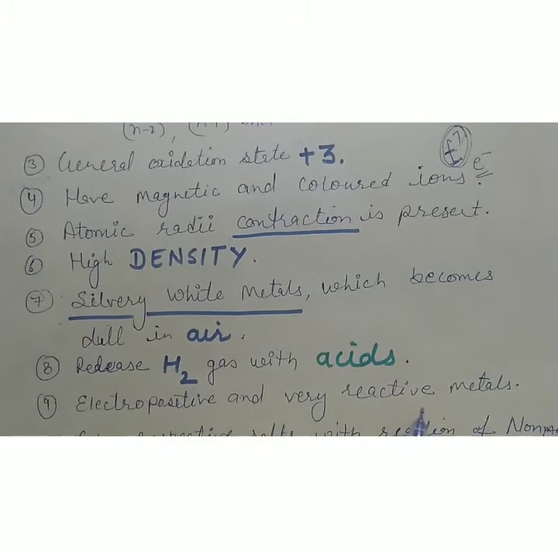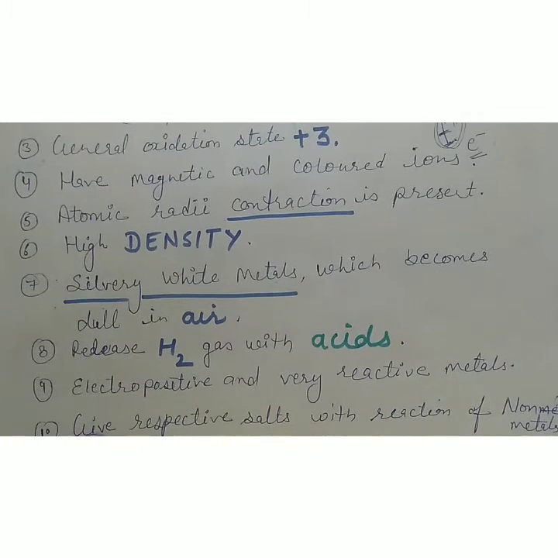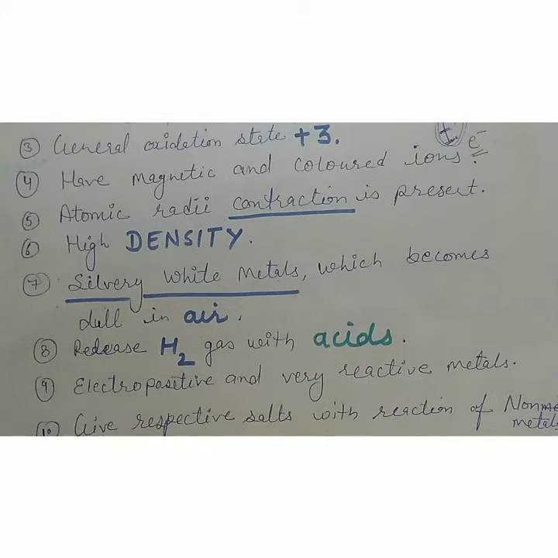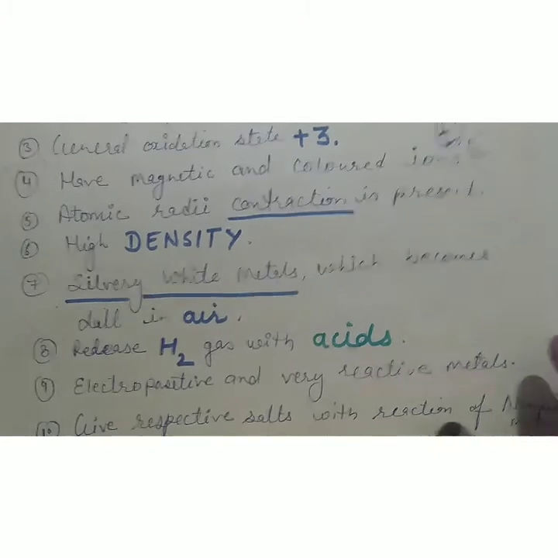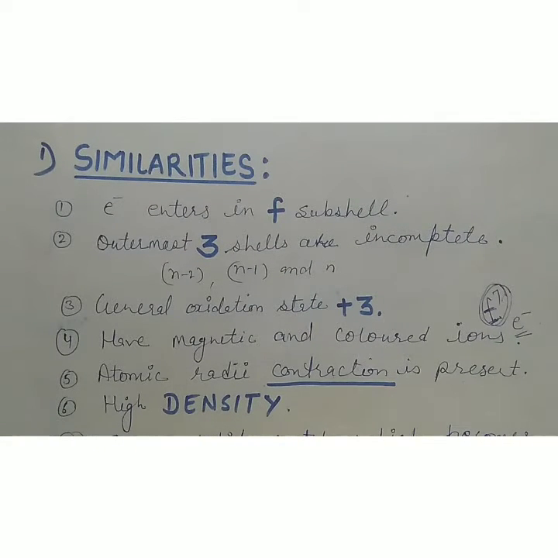They give respective compounds with non-metals: with carbon, carbides are formed; with nitrogen, nitrides are formed; with sulfur, sulfides are formed; with halogens, halides are formed, in both lanthanides and actinides. These are the 10 similarities between lanthanides and actinides.